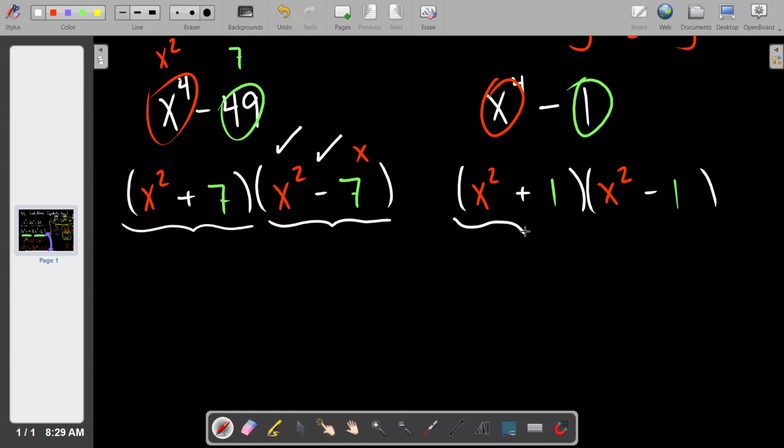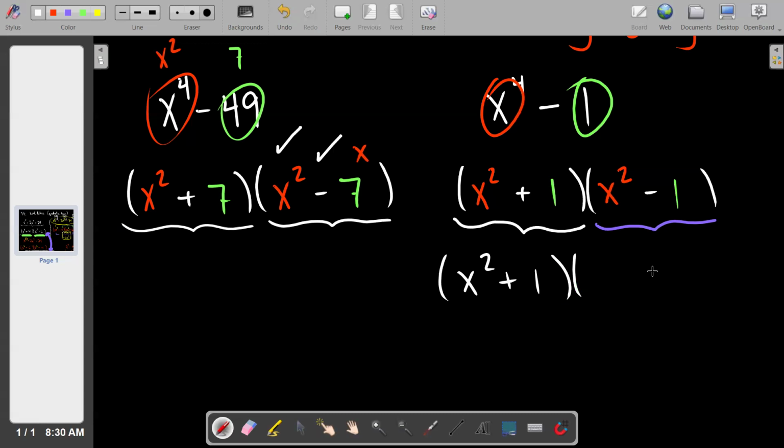Is this factorable, the first one? No. It's a sum of squares. No can do. However, is the purple one done? What is it? It's its own difference of squares, which means the offspring is going to produce offspring. So what we're going to do is we're going to transfer the dead factor down. X squared plus 1, like I said, just hangs around.